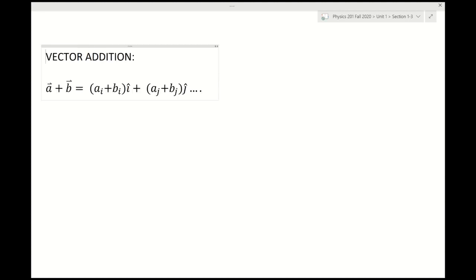Formalized definition for vector addition. Essentially, if you have two vectors, A and B, then the sum of A and B is simply the sum of the constituents or the components in the I direction or the X direction, and so on with the J and K. We can talk about higher dimensional vectors, mathematically and physically. That is a topic. It's just not one we usually cover in this course.